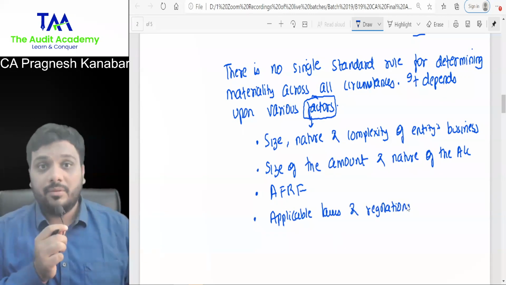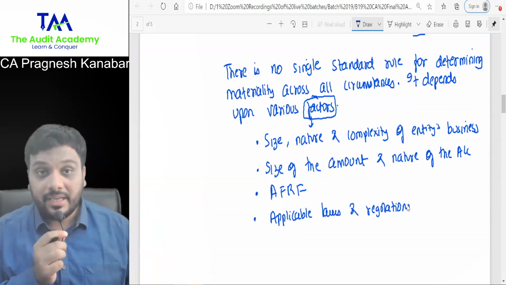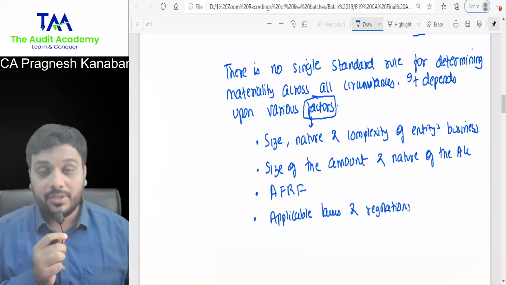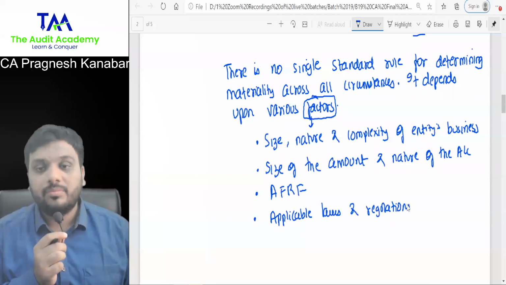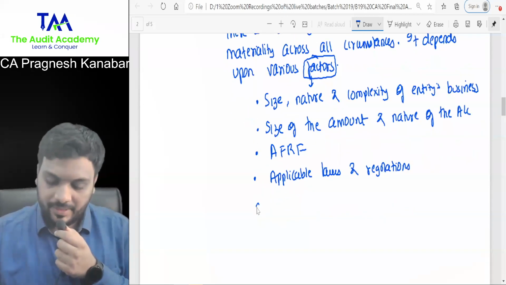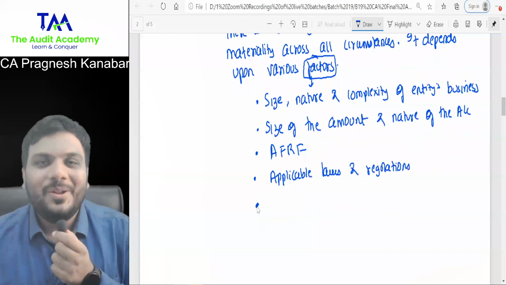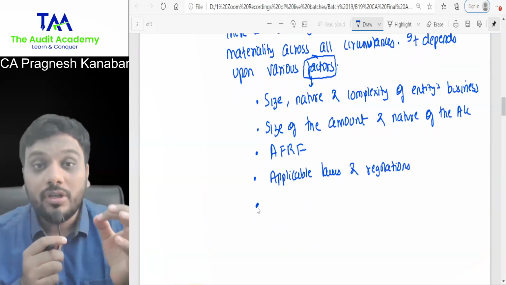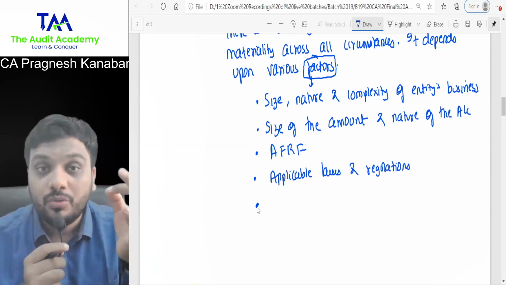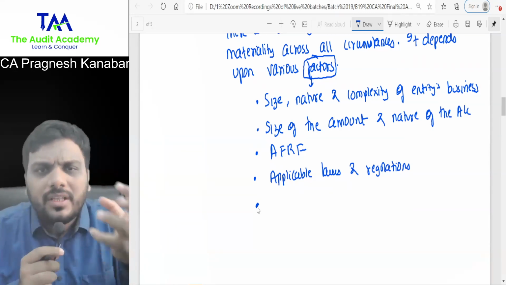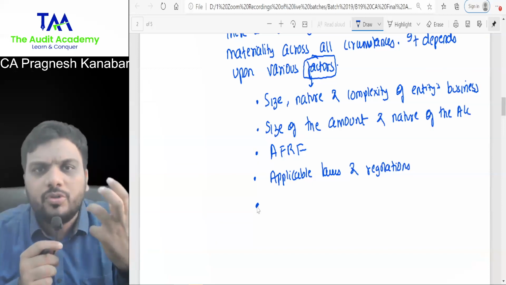Like managerial remuneration, related party transactions, these things are governed by laws and regulations also. Taxation provision. Why do you give so much importance to these points? Because they are governed by laws and regulations. Yes. Then, finally, whatever the user of financial statement wants to see, that is important. Everyone agrees to this? That whatever the user of financial statement wants to see, that is important.